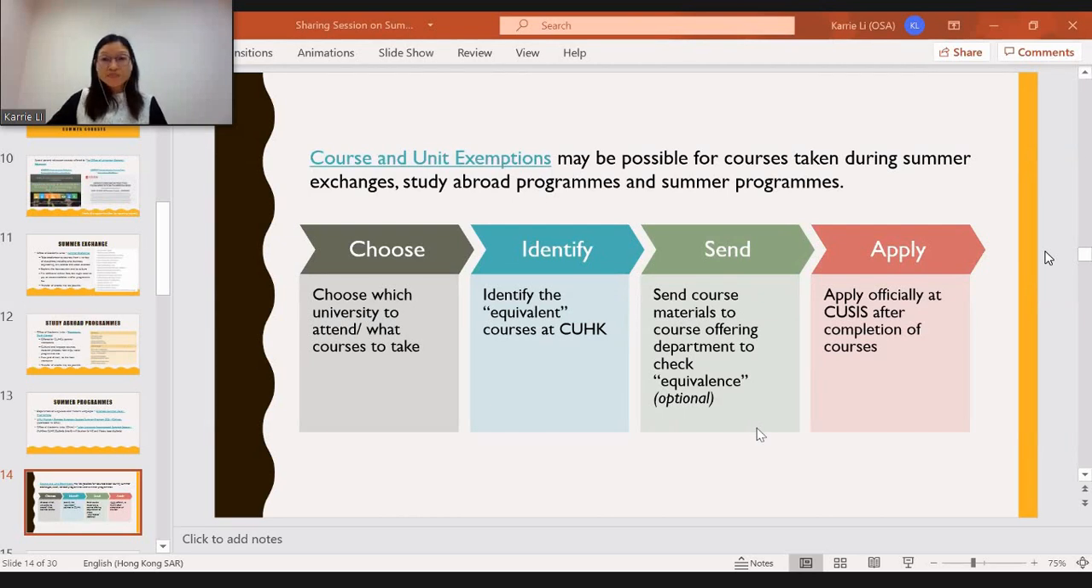When the course offering departments are checking whether a course is equivalent or not, they normally consider whether the courses are comparable in scope and standard, the status of the institution, number of teaching hours, normal level of the course, and the grade you achieved, okay? If they have checked and their answer is yes, then you can apply officially at CUHK after completion of the courses. As you can see from my slide, I have put optional here. If you join a summer program and credit transfer is not the key point of consideration for you, you can skip this step first. You can study and do the application after you complete the courses, okay?